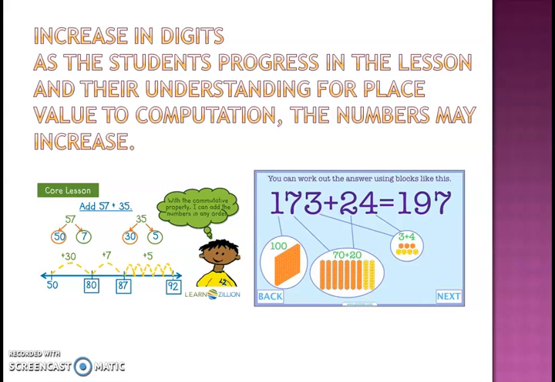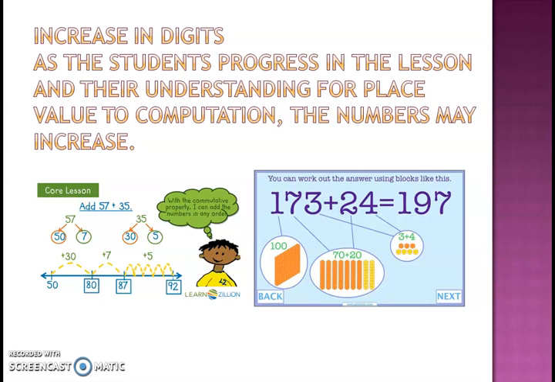And you can also use the number graph. So we know that 57 plus 35 is going to equal 92. And this is just a way of teaching students how important the place value is and how to break down the problem so that they understand it.